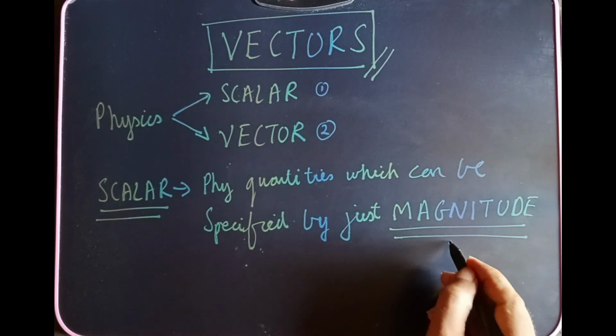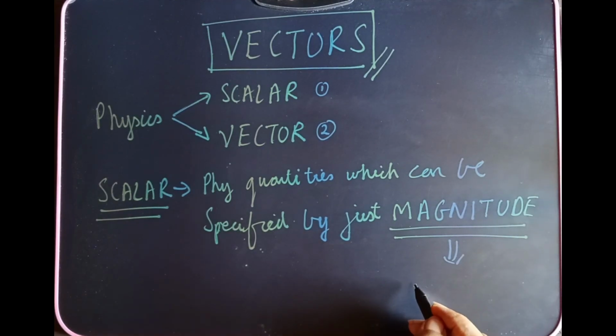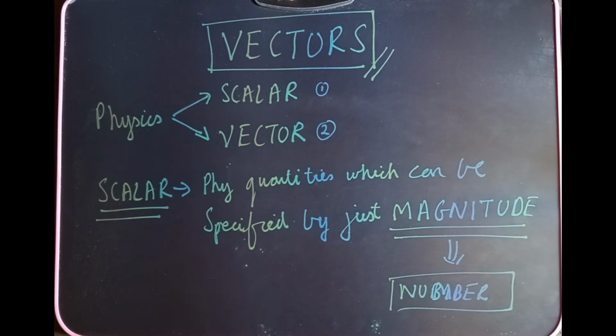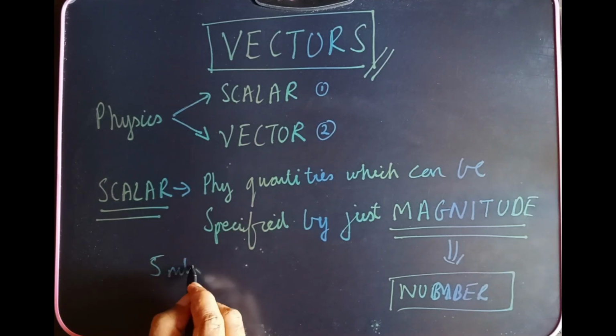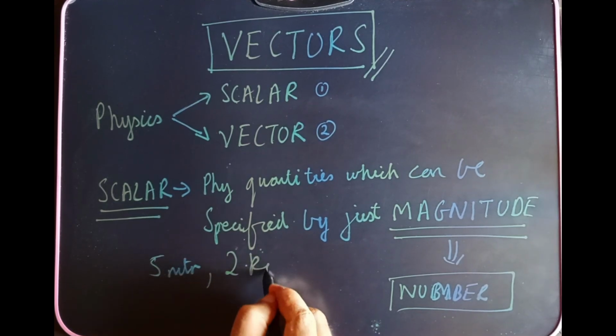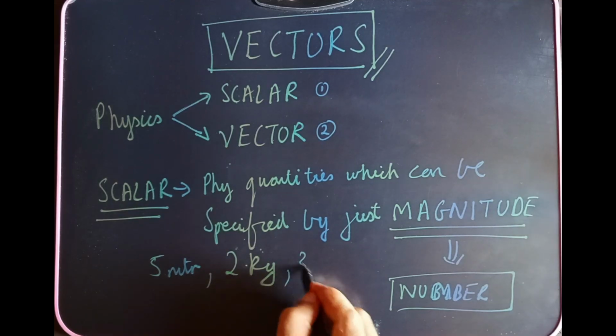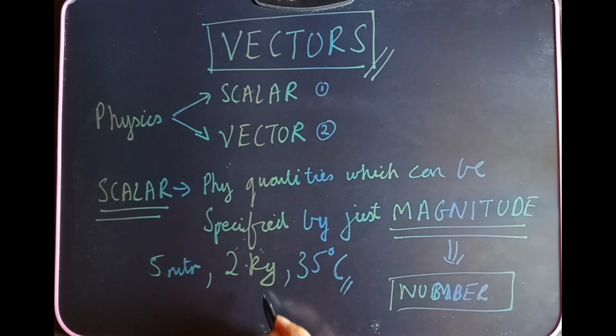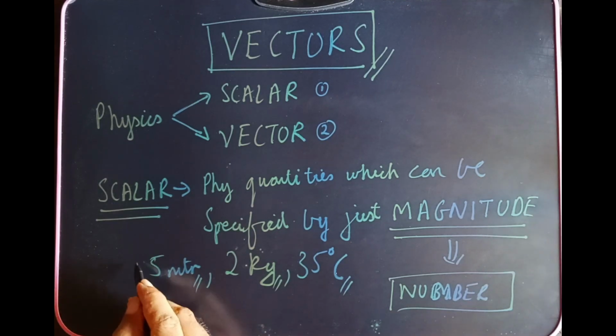What does magnitude mean? Magnitude means a number. For example, we say 5 meters or we say 2 kgs. These are all scalar quantities, right? 35 degrees centigrade. They are represented by just the number.